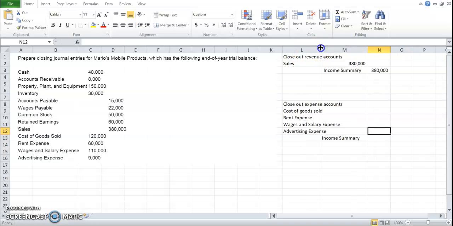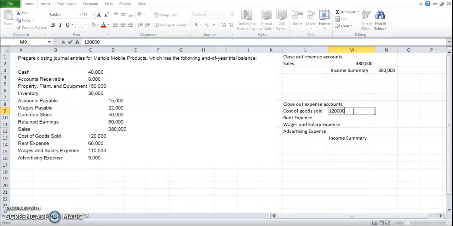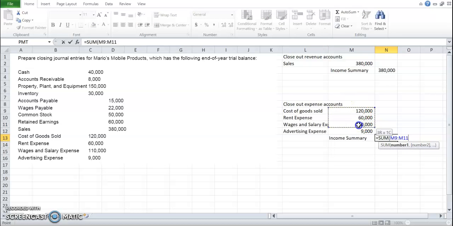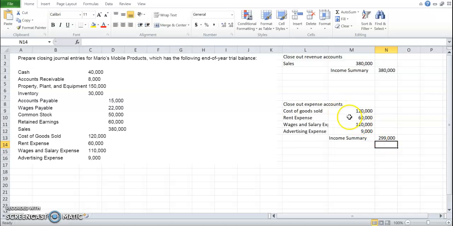So our cost of goods sold is $120,000. Our rent expense is $60,000. Our wages and salaries expense is $110,000, and our advertising expense is $9,000. And then we just need to add all those numbers up, and that's going to give us our income summary amount. Because remember, debits and credits always have to equal each other. So if this side is $299,000, this side has to be $299,000.